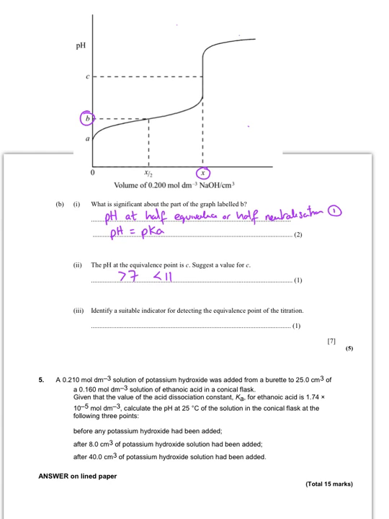Identify a suitable indicator. So if we end up with our equivalence up here, then we want an indicator that changes colour up here. Phenolphthalein would be the ideal one. If we've got a strong acid and a weak base, then we'd want one that changed down here, which is methyl orange. Both phenolphthalein and methyl orange would both be fine if it was a strong acid, strong base.